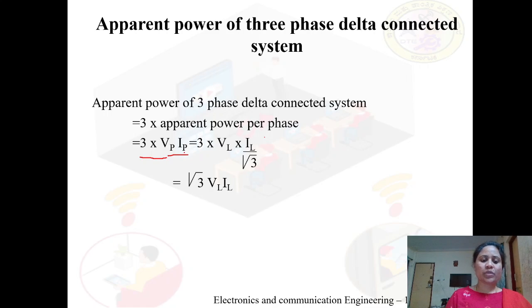So we can also represent it in terms of line parameters, that is, replace Vp with VL and Ip with IL by root 3. So we get the apparent power as root 3 times VL into IL. So this is what the powers are for the three-phase delta connected system.